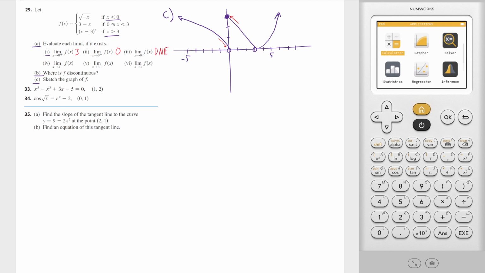Okay, and now the limit as x approaches 3. From the negative, 3 from the positive, we're coming in this parabolic thing, and that's also 0. So that means the limit as x approaches 3 of f of x is 0, because the left side limit and the right side limit are equal. Now, keep in mind that the value of the function at 3 is not defined.